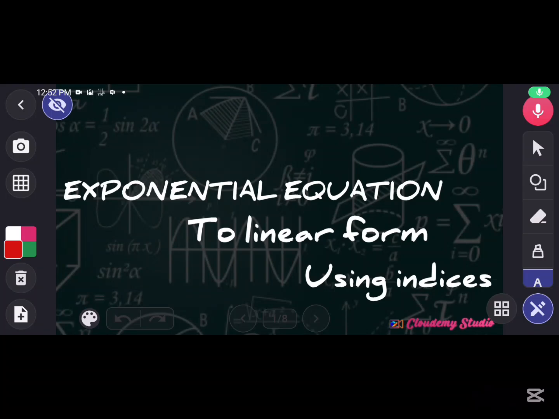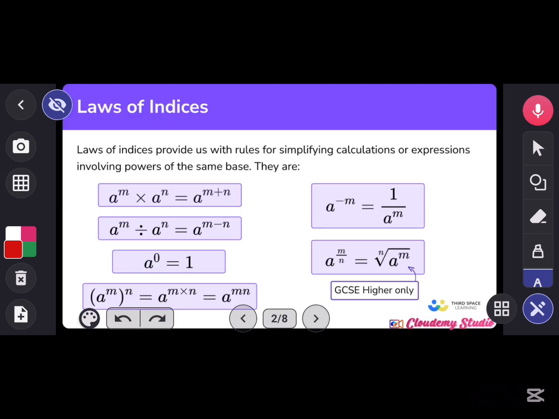In this video, we will continue on application of indices in solving exponential equations and also how to turn an exponential equation into a linear form using the law of indices. We all remember the laws of indices, but we have to remind ourselves of those laws. Now, using the same image that we used in the last class, the laws of indices provide us with rules for simplifying calculations or expressions involving powers of the same base.